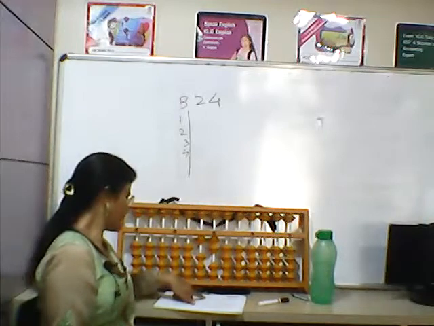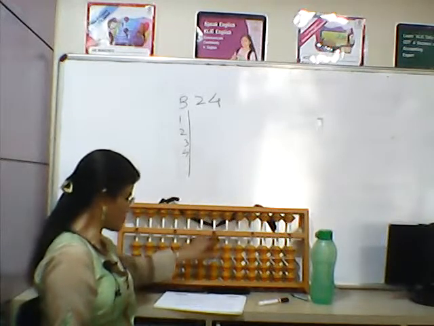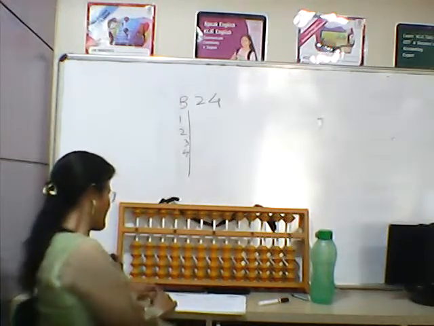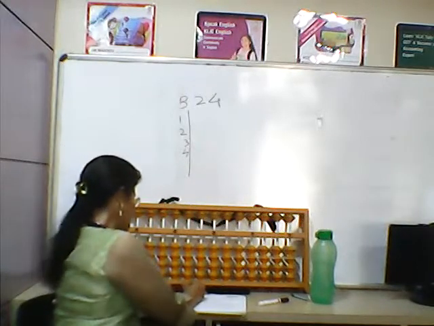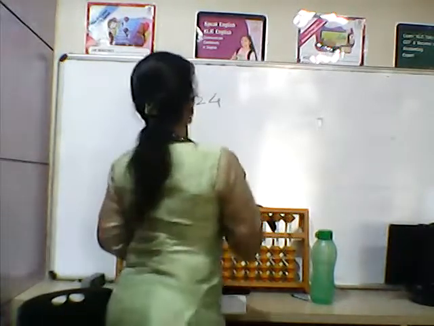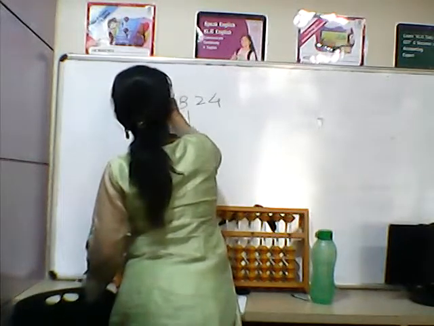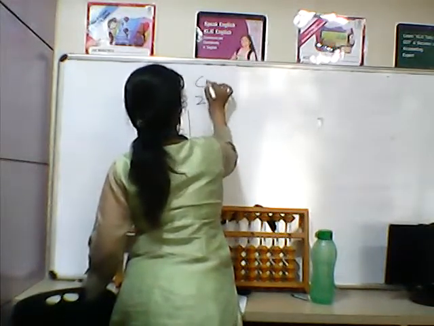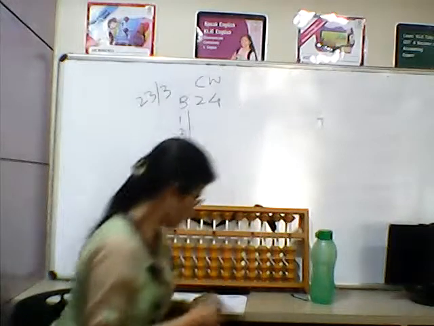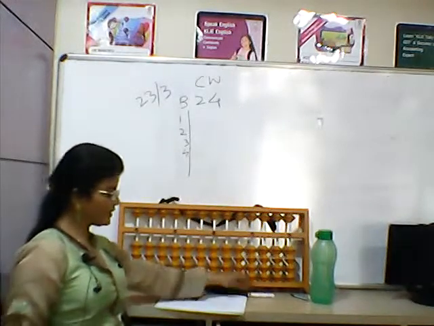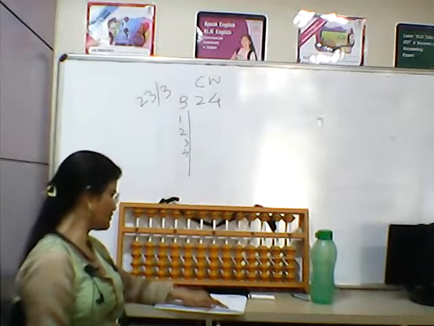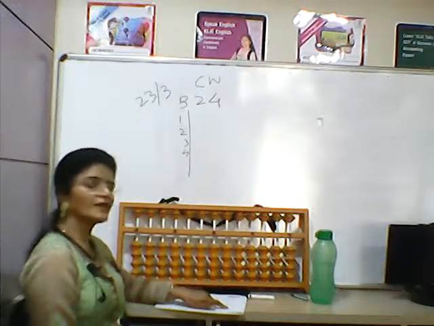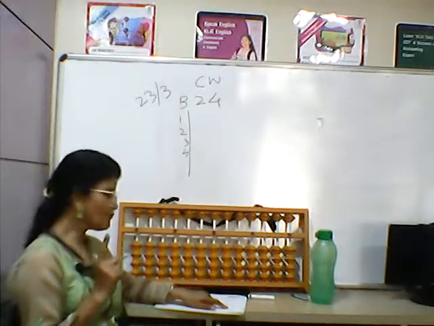Okay, chalo. Start zoom. Write today's date, 23rd, 3. Write CW. Page number B24. First sum.